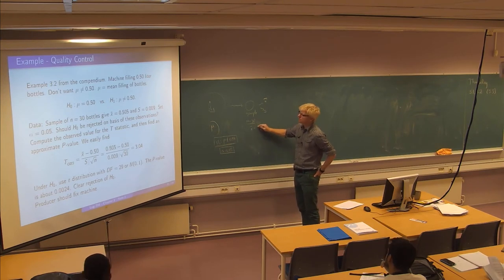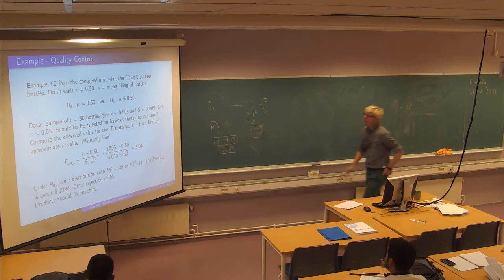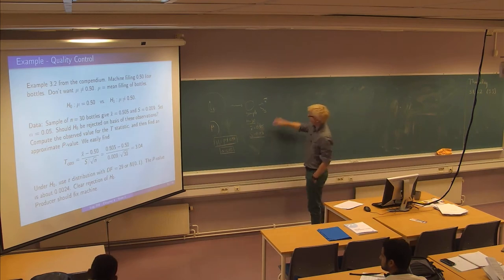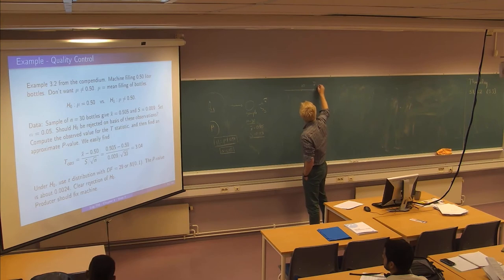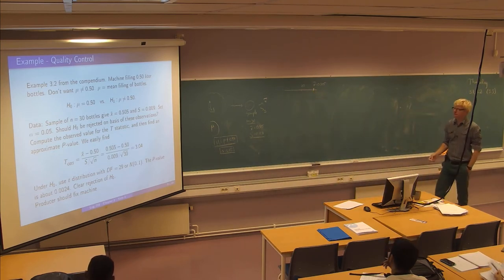Based on this, we observe slightly higher average in the sample, while the standard deviation in the sample is quite small, showing that this is a fairly stable production process. And the question is, this is somewhat higher than the good value 0.5, but is this a significant warning or significant sign that something is wrong? That's what we are testing here.